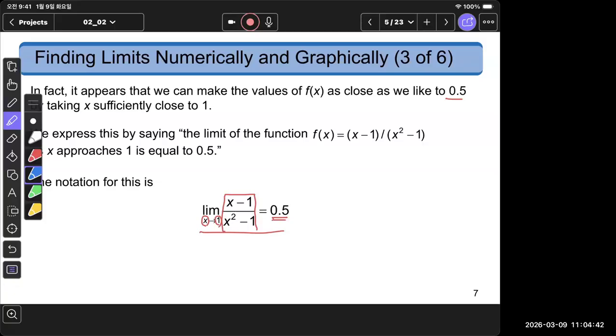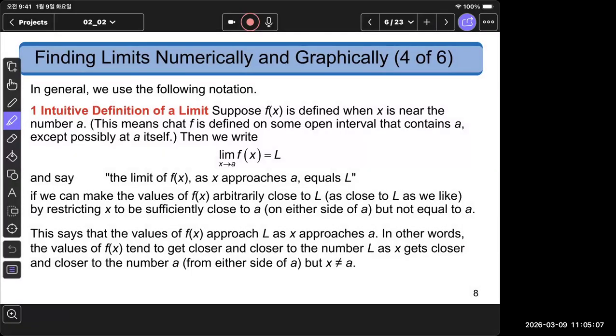People usually like this expression: we can make the values of f of x as close as we like to a half by taking x sufficiently close to 1. In that case, we use this expression to describe the situation. So in general, we have the following notation. Suppose that f of x is defined when x is near some value, say a.